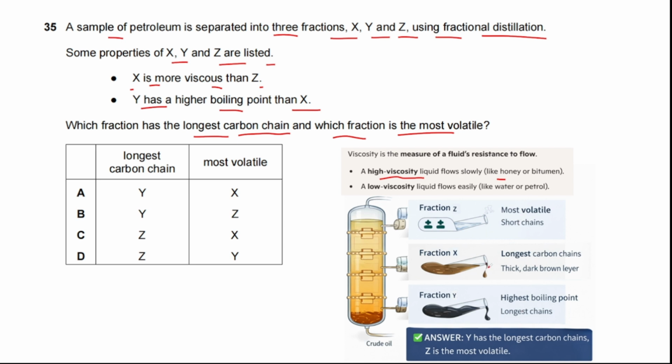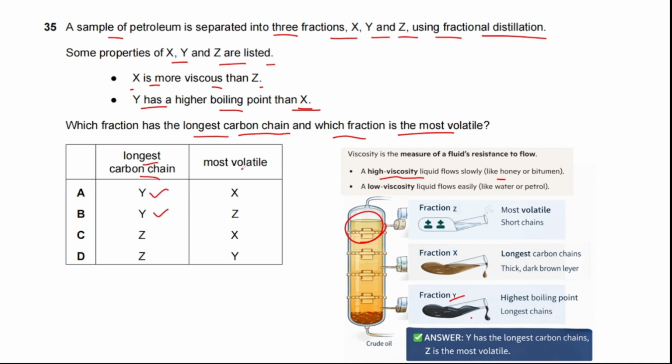So you can mention that X is the thicker one, and Y has the higher boiling point. In fractional distillation, the higher boiling point fractions are always at the bottom, because they need more energy to break down. So a higher boiling point will be at the bottom and a lower boiling point will be at the top. Since Y has a higher boiling point than X, Y is at the bottom and X is above Y. So this is how the position would be. So the longest carbon chain will be for Y because it has the highest boiling point.